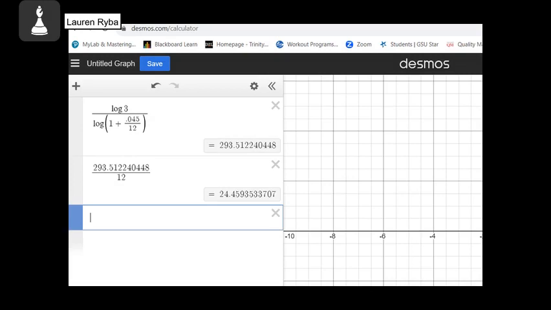As you can see, I took log of 3 divided by log of the quantity 1 plus 0.045 over 12 and got this number, 293.51224. Again, I don't want to round it because if I round too soon, my final answer is not going to round correctly and it's going to tell me it's wrong. So I'm going to copy this whole value, divide by 12, and I get 24.459. 24.4 is not enough to round up. If I'm looking at that whole number, it's going to round down to 24 years.